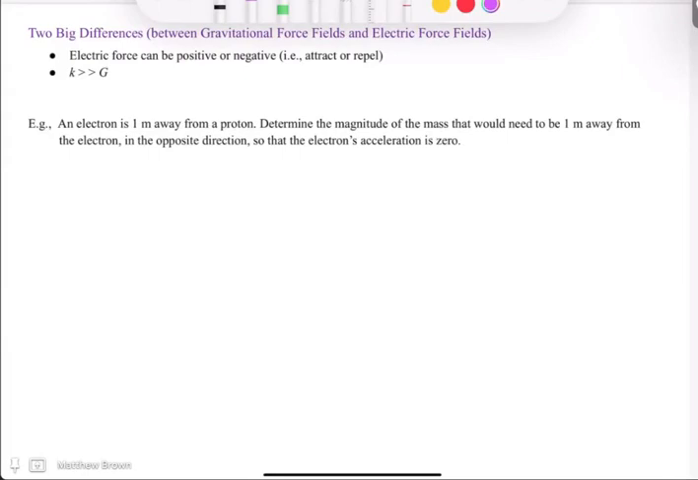So we have an electron that's 1 meter away from a proton. So let me put my little electron here, and it's going to be 1 meter away. Let's put our proton here. Maybe that's a little far, but all right, so 1 meter away. What mass would you need to put 1 meter away from the electron in the opposite direction so that the electron's acceleration is 0? So basically we're saying we're going to have some mass on the other side.